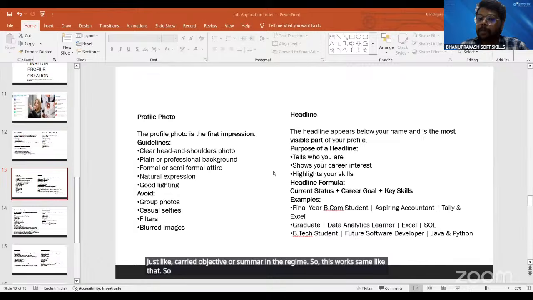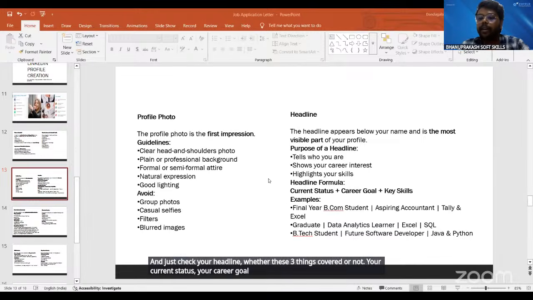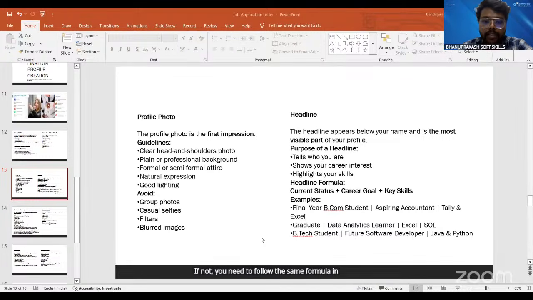The purpose of this headline is to tell who you are, just like a trailer to a movie, and show your career interest and highlight your skills. The headline formula you can use is your current status, your aspirations in future, and the key skills that you currently have right now. Just check your headline whether these three things are covered or not: your current status, your career goal, and key skills. If not, you need to follow the same formula in the headline and change it.